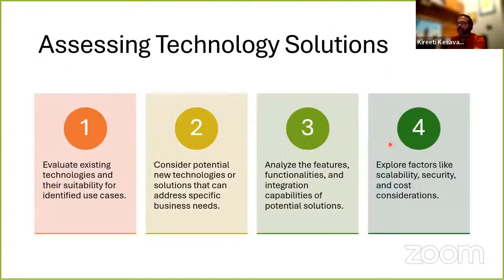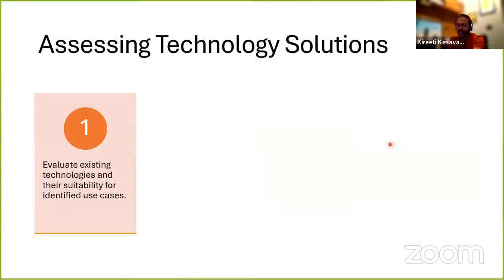So moving forward, I'll start from the first one. How do we assess technology solutions? The first thing is evaluating existing technology. You are trying to assess the technology available in front of you, and you also know the business. Then how do you go through certain steps in assessing the technology solutions? The first thing is evaluating the existing technologies.